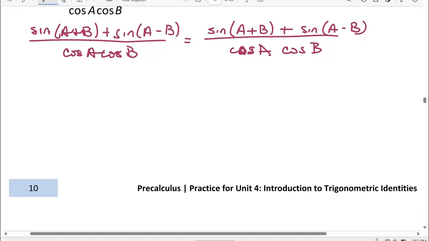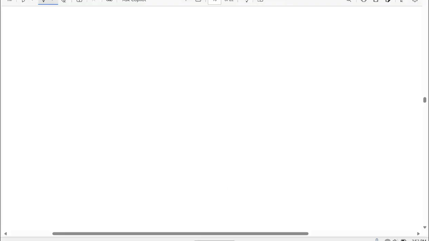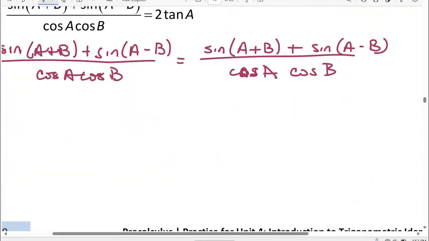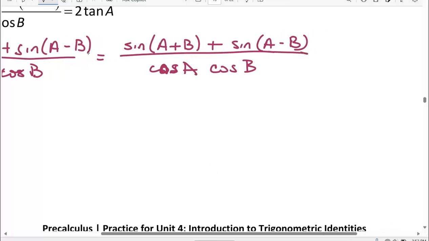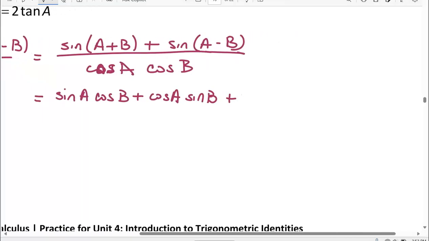And then on the right side, what we can do is use our angle sum and angle difference identities to re-express what we see in the numerator. So sine of a plus b is sine of a times the cosine of b plus the cosine of a times the sine of b. And then sine of a minus b is sine of a times the cosine of b minus cosine of a times the sine of b.